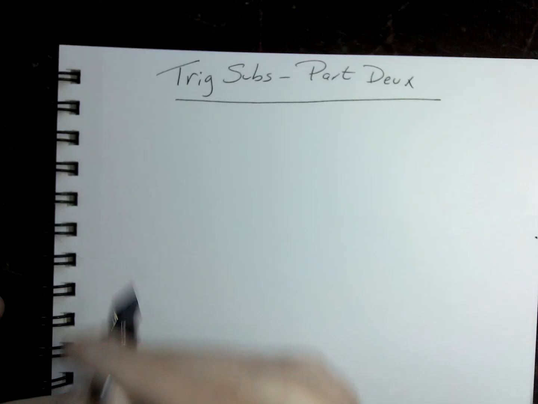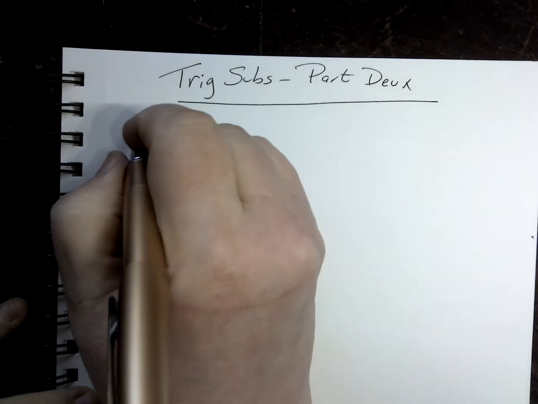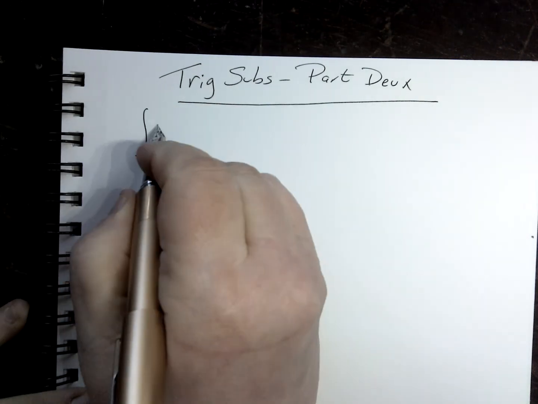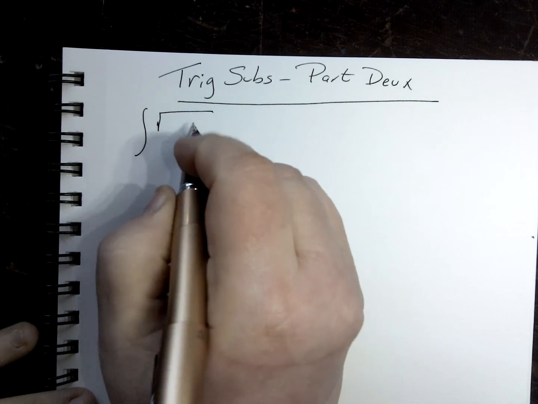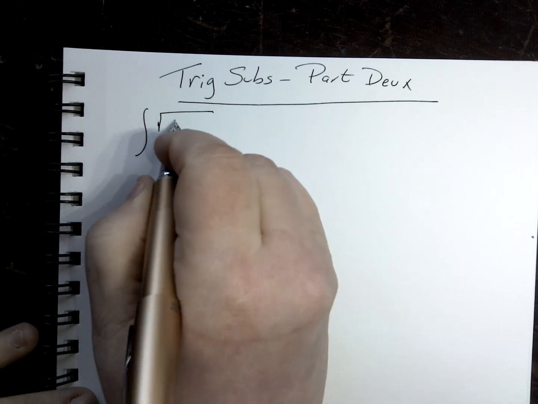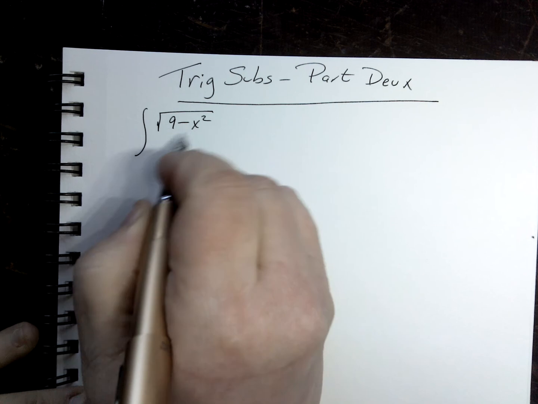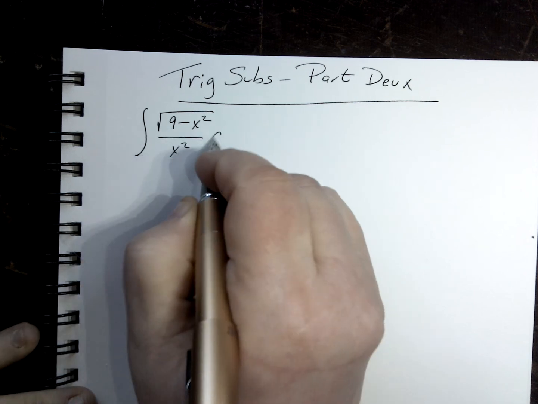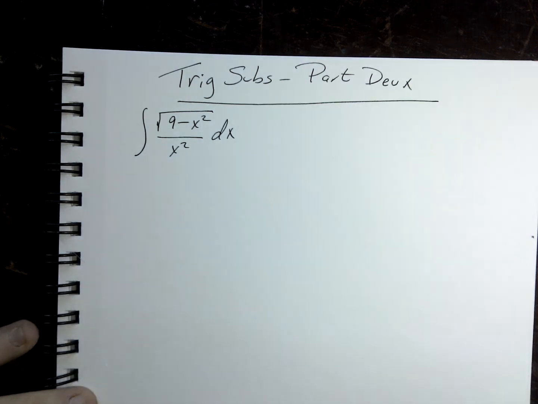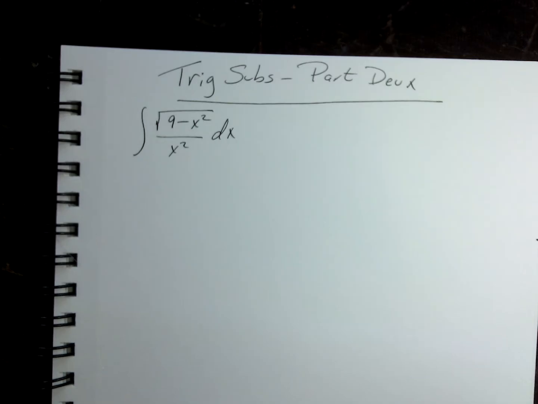Cool trick. I like this trick. Let me show you the trick. Let's say you have the integral of the square root of 9 minus x squared over x squared dx, and we want to solve this. You can make almost any substitution you want as long as you follow through.